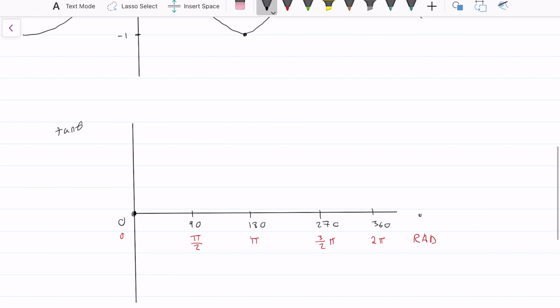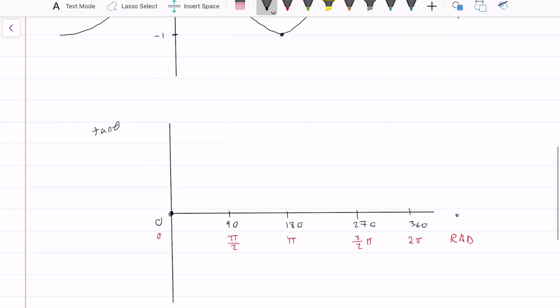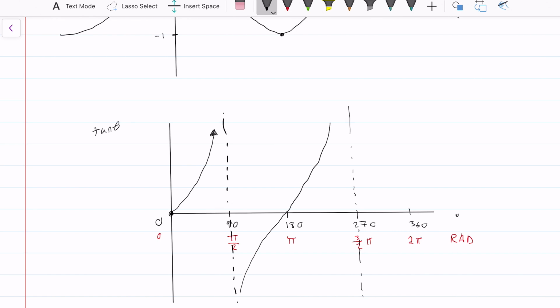Okay, so what does a tan graph look like? First of all, we know what an asymptote is, right? An asymptote is simply a point that the graph cannot touch. So we have asymptotes at 90 and 270. So essentially our graphs cannot intersect that line at 90 or 270. Okay, and what does the graph look like? It looks something like this. It's a bit different to the sine and cos. Okay, but that's what the graphs look like.